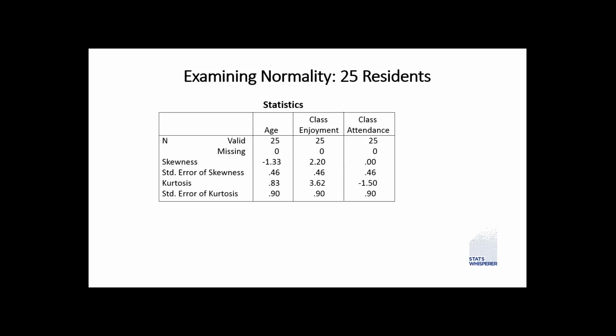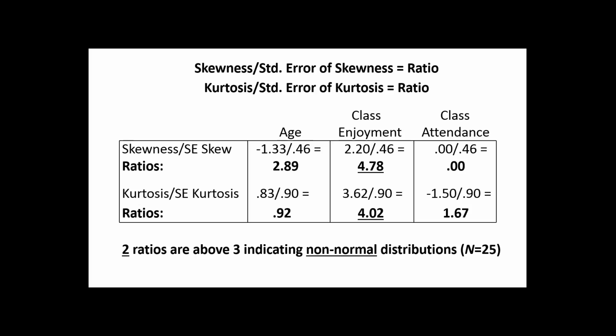Now here's where it gets very interesting. So we have 25 of the 100 residents, and we also computed the skewness and kurtosis and the standard error of each of them. So what we're going to do now is the same thing, where we divide the skewness and kurtosis by the standard error of each. And you could see that 2 of the ratios are high above 3.